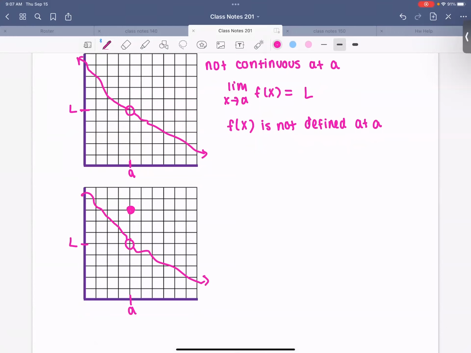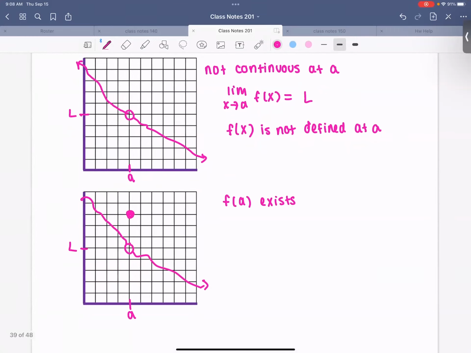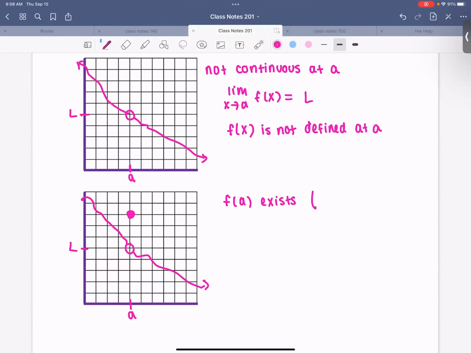All right. Here, f of a exists, so we don't have that problem. So if I plug in a, we do have a value of the function. Another way of saying f of a exists means f is defined at a. Okay. We know that the limit exists. The limit as x approaches a of our function exists and it equals L, right? Okay. So why is my function not continuous?